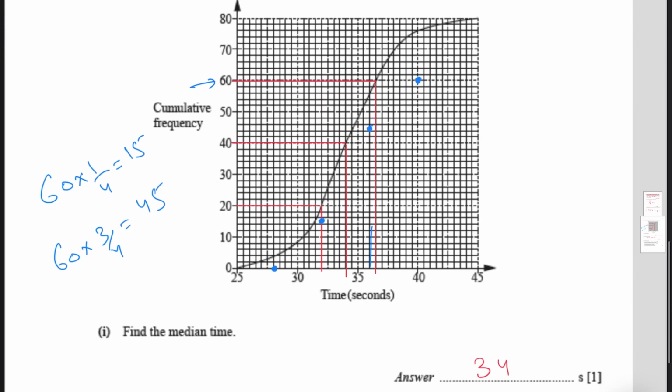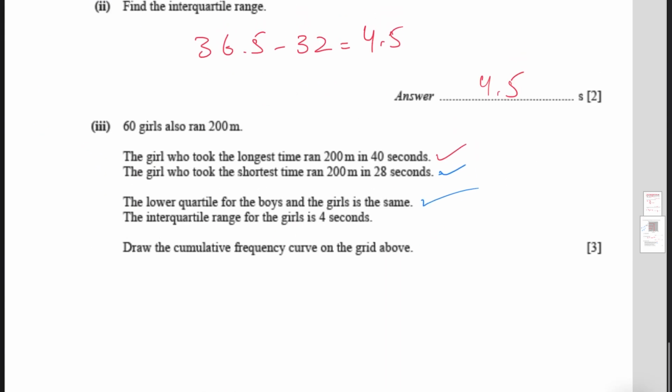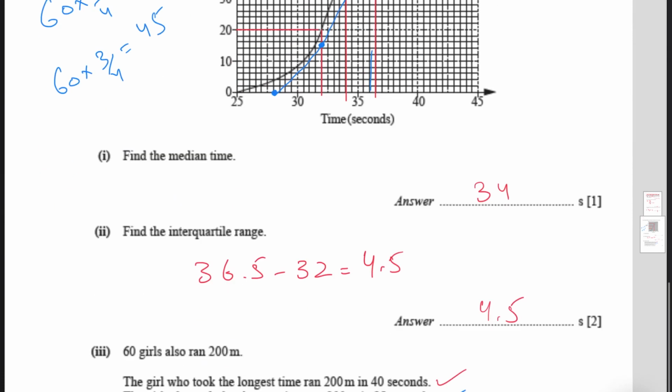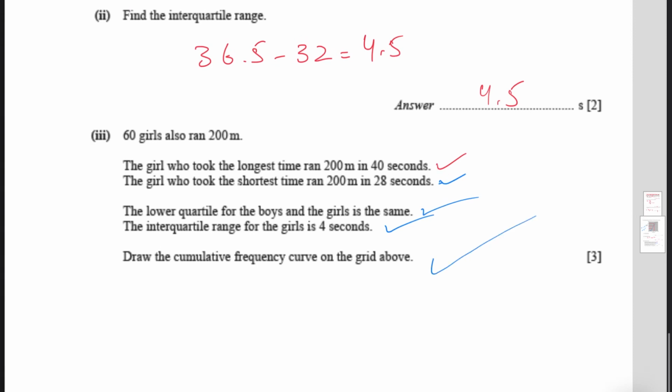Now you connect all these points. We're done with this part as well. We connect all these points and our cumulative frequency would be done. So we connect it like this. Oh my god, looks really bad, but it does the job. So our cumulative frequency curve looks like this, and we are done with the question.